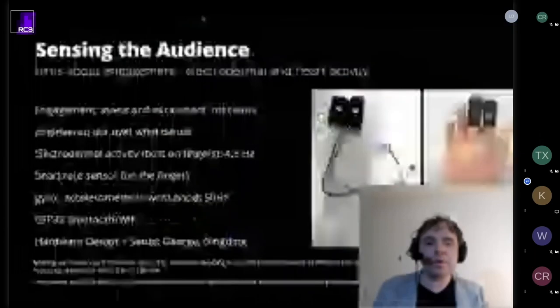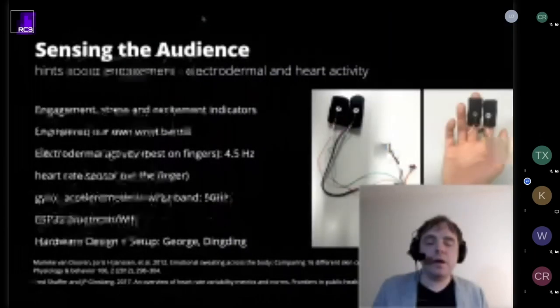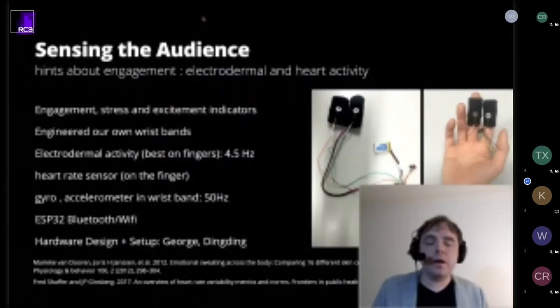For the sensing, we went with a wearable setup. So in this case, a fully wireless wristband, because we wanted to do something that is easy to wear and easy to put on and to put off. We had a couple of iterations on that. We decided then for electrodermal activity and also heart activity to sense, because there's some related work that links these sensors to engagement, stress, and also excitement measures.